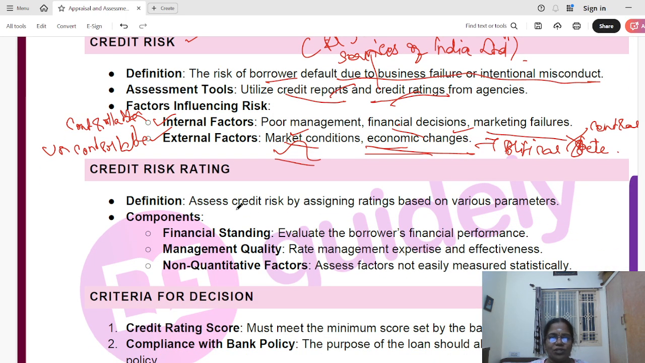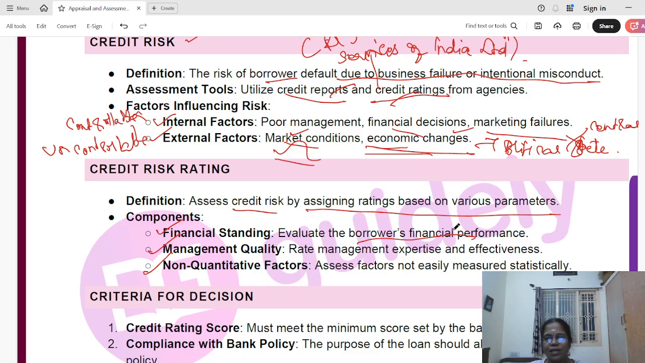So what is credit risk rating? That is the definition: assess credit risk by assigning ratings based on various parameters. The components are financial standing, management quality, and non-quantitative factors. Financial standing means evaluating the borrower's financial performance.